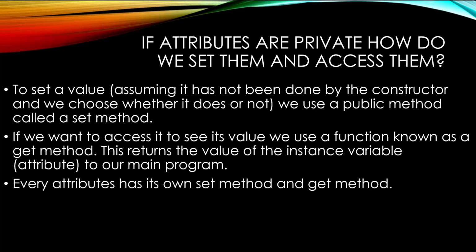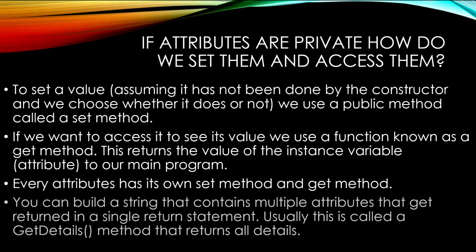Now, every attribute has its own set method and get method. Now, you can also build a string that contains multiple attributes that get returned in a single return statement. You can't return multiple values. You can only have one return statement, but you can build a string, however, that builds onto itself multiple values. This is usually called a GetDetails method that returns all details. Let's go ahead and take a quick overview at set and get methods.